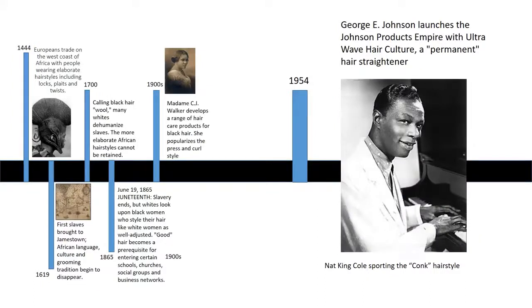In 1954, George E. Johnson launches the Johnson Products empire with ultra-wave hair culture, a permanent hair straightener. And here we have Nat King Cole sporting the conk hairstyle.